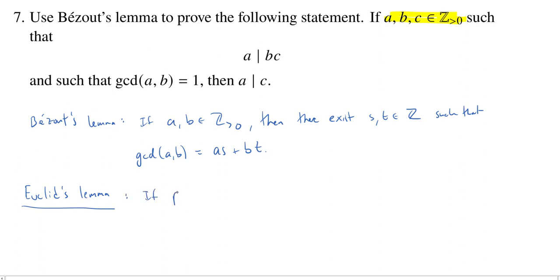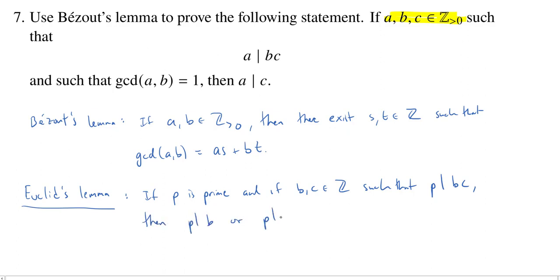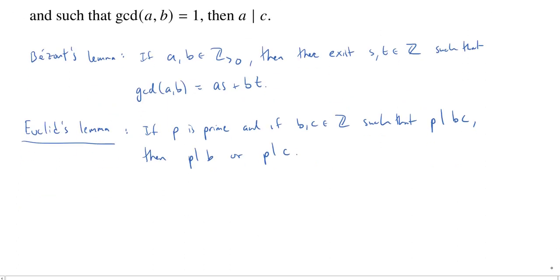So that said that if p is prime, and if b and c are integers, such that p divides the product of b and c, then p divides b or p divides c. So if you know that, say, p does not divide b, which would happen, for example, if p and b were relatively prime, then the conclusion would be that p divides c. So that's why this is actually a generalization of Euclid's lemma. So we're going to proceed exactly as we did in our proof of Euclid's lemma.